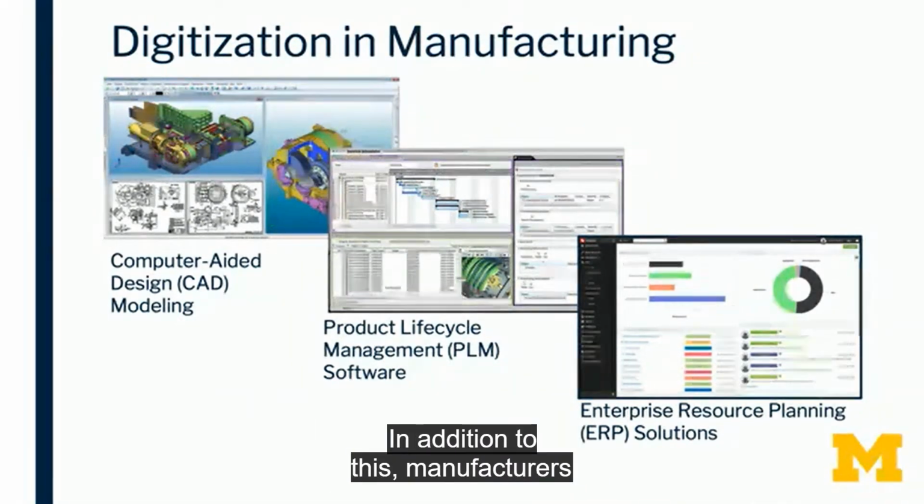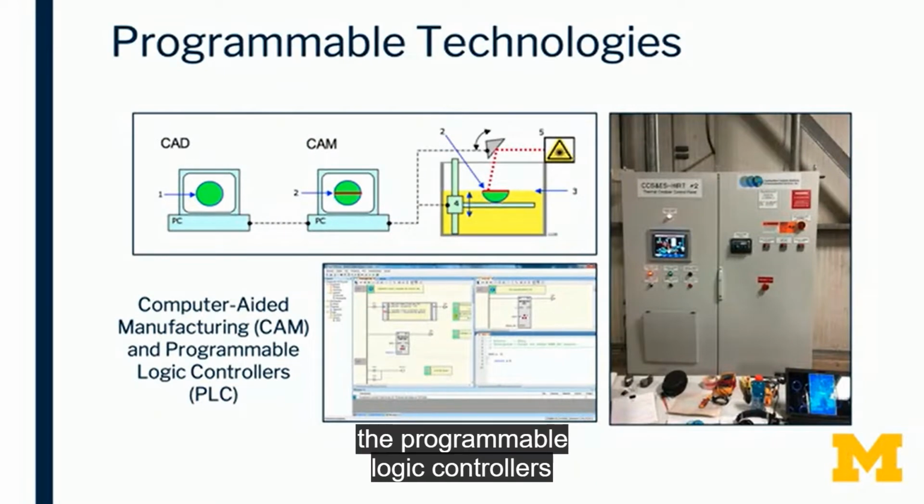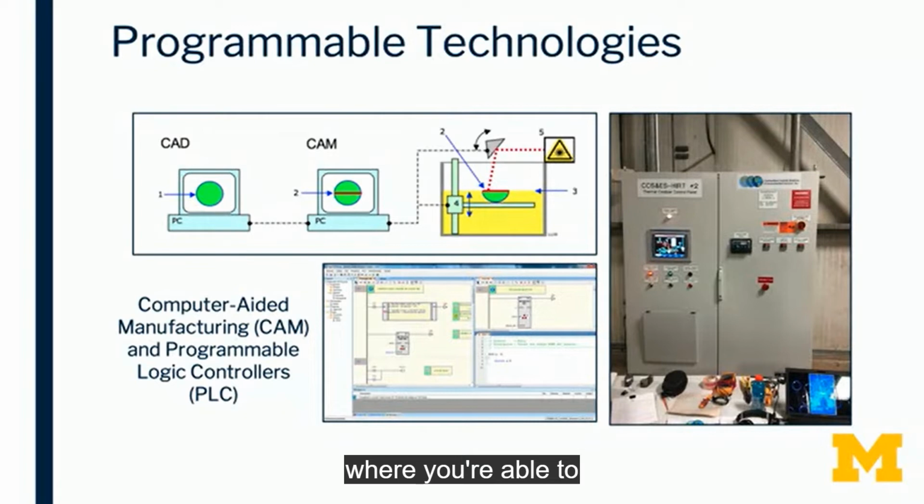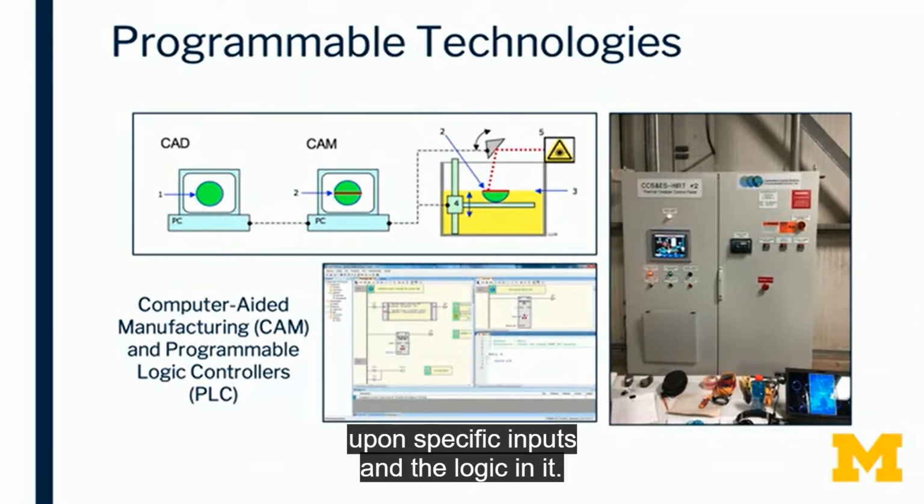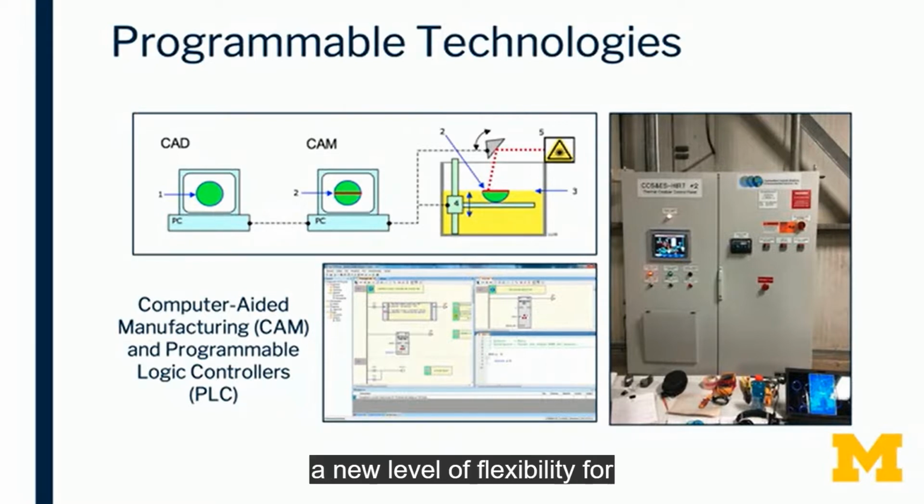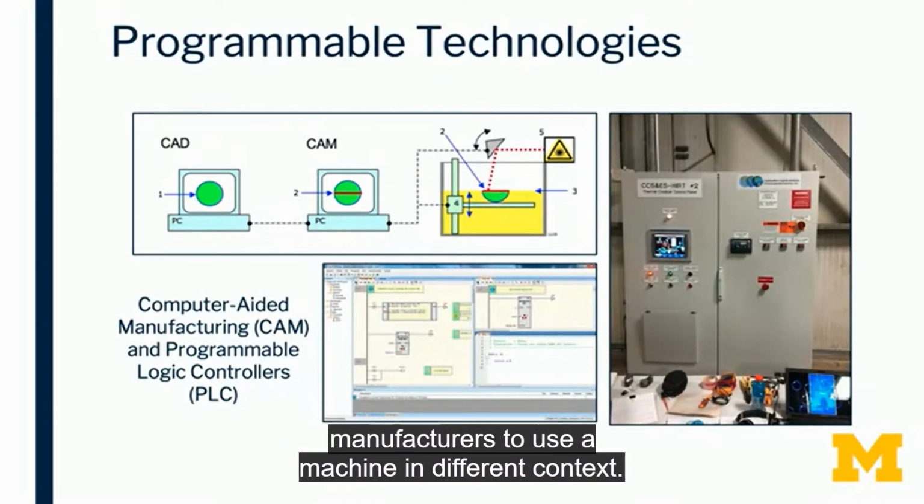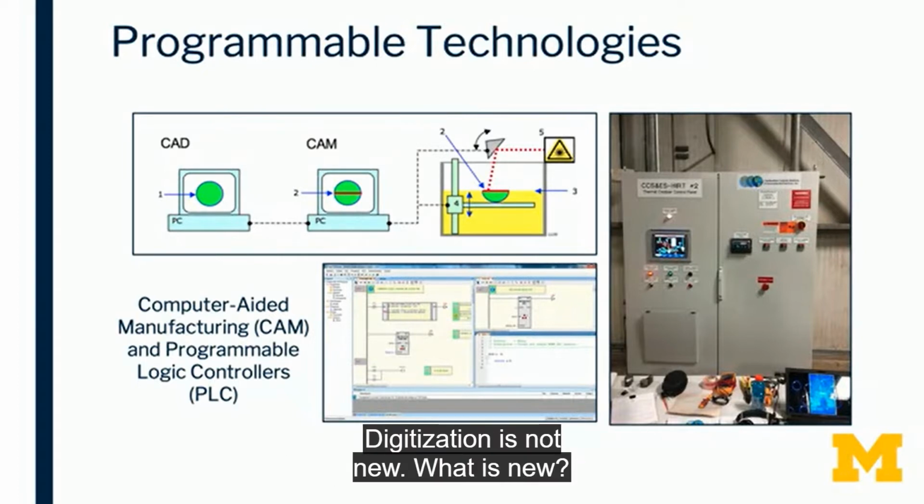In addition to this, manufacturers also used what I call programmable logic controllers, and this has been in use for many years now, where you're able to program the behavior of a particular machine depending upon specific inputs and the logic in it. Basically, these programmable logic controllers bring a new level of flexibility for manufacturers to use a machine in different contexts. So these technologies have been there in manufacturing. I mean, digitization is not that new.